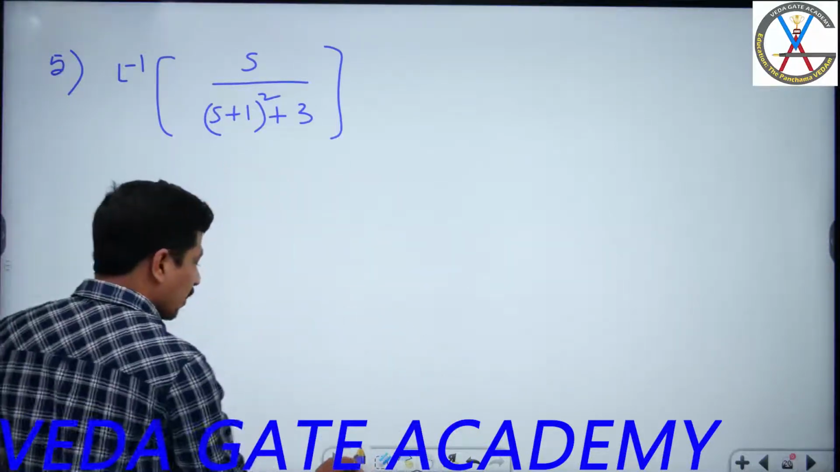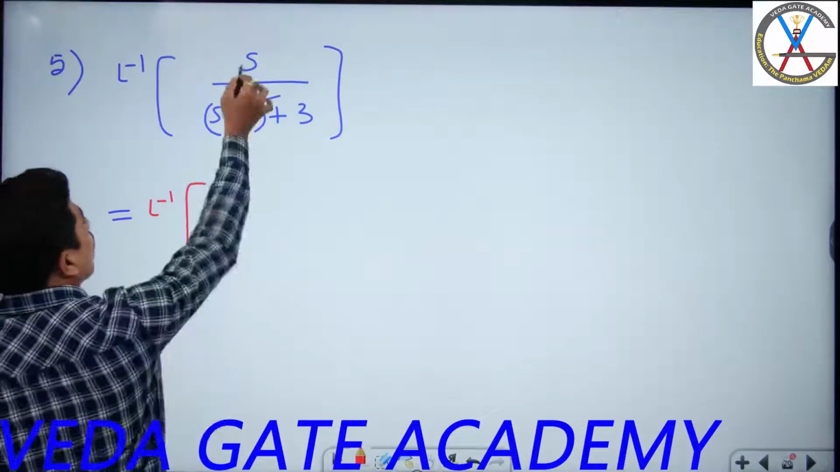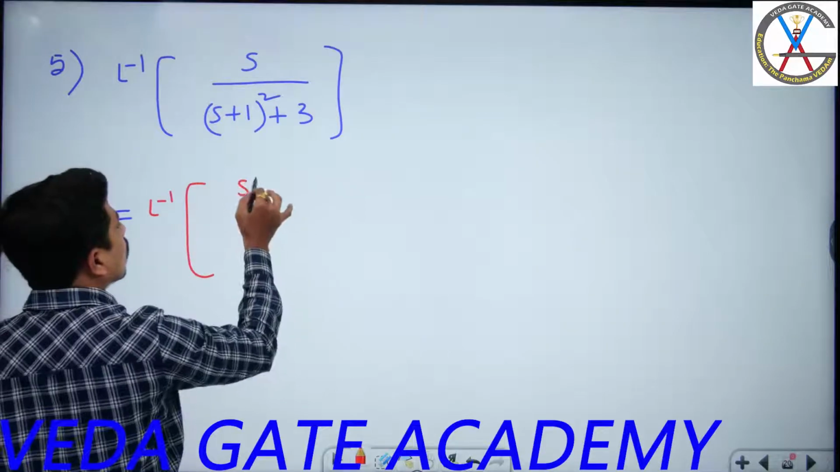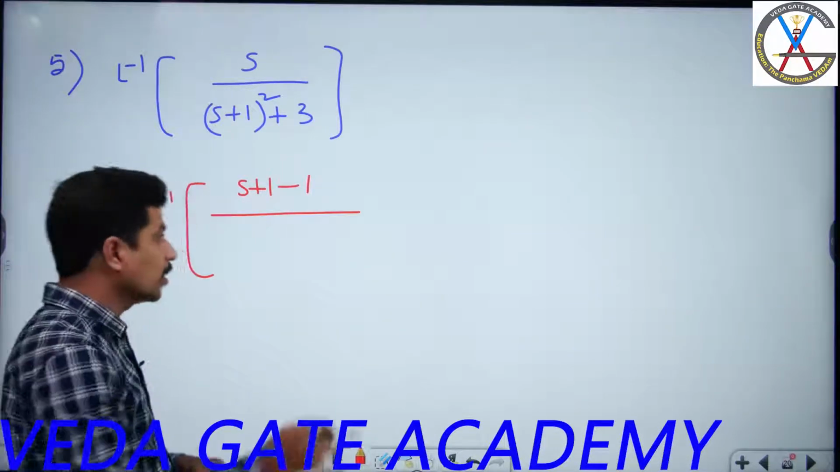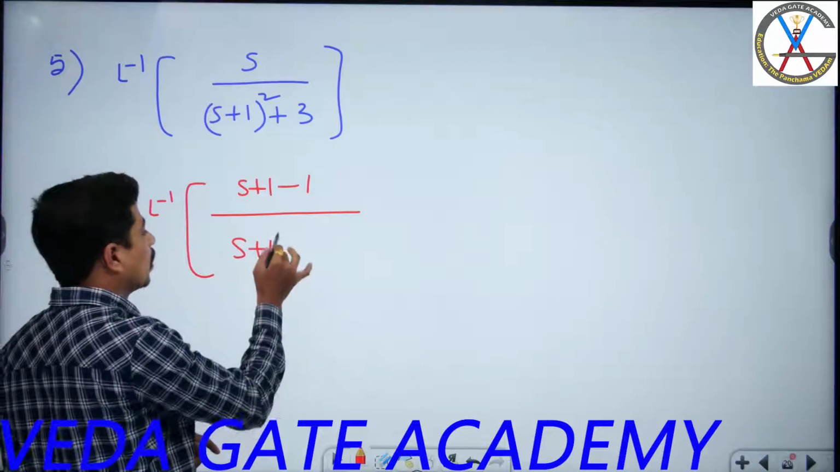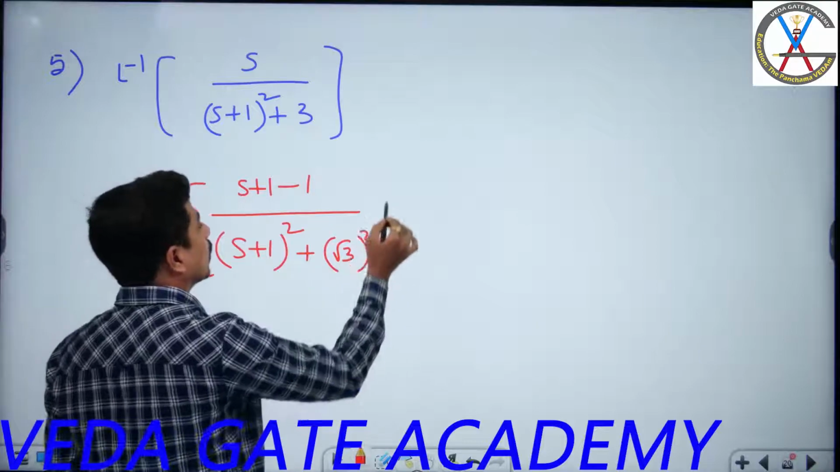I'm writing the answer here. Observe. L inverse of... This is not having shifting, but this is having shifting. I'll do one thing: I'll give the shifting. S plus 1 minus 1 by (s plus 1) whole square plus root 3 square, I'll write.